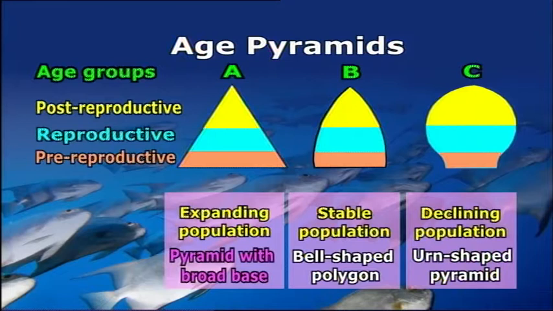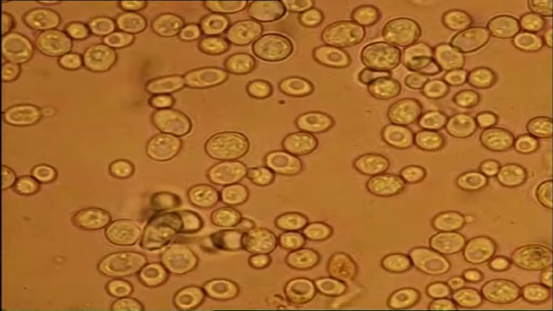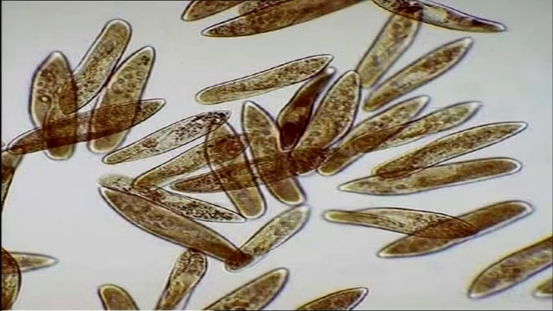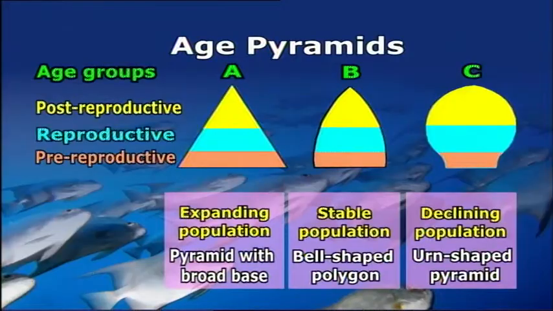A is the pyramid with broad base. It indicates a high percentage of young individuals. In rapidly growing young populations, birth rate is high and population growth may be exponential as in yeast, housefly, parameciums, etc. Under such conditions, each successive generation will be more numerous than the preceding one, and thus a pyramid with broad base would result.